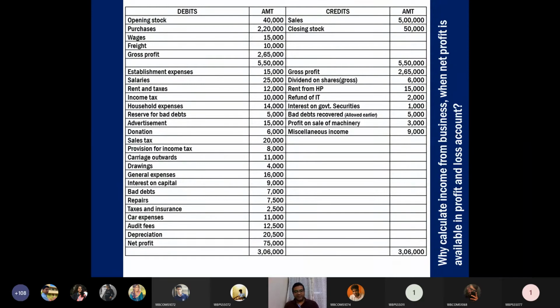Right now, I'm showing this profit and loss account to you. Some of you are saying you're not able to view it. God knows whether you're telling the truth or lies. And I see a lot of students leaving in between and coming back in.